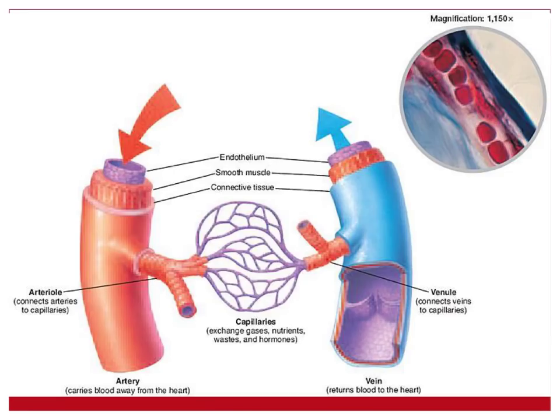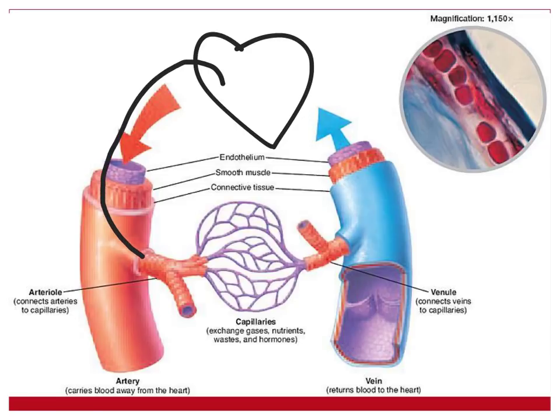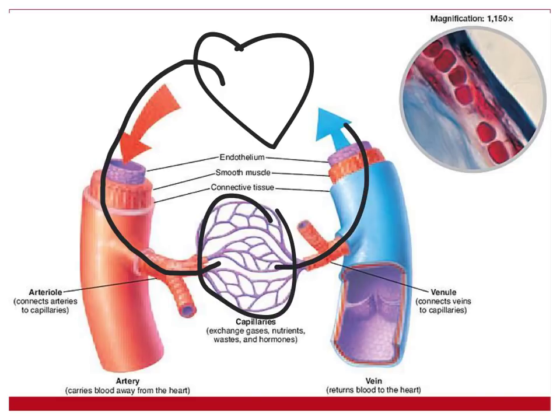Okay, so to summarize, here's the heart here. Here's my cartoony picture. Blood will leave the heart with oxygen via arteries and go to arterioles, and then capillaries, where gas exchange happens. And then the deoxygenated blood goes through venules and veins back to the heart to be pumped to the lungs to get more oxygen.